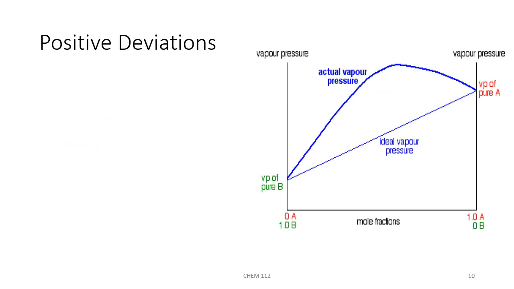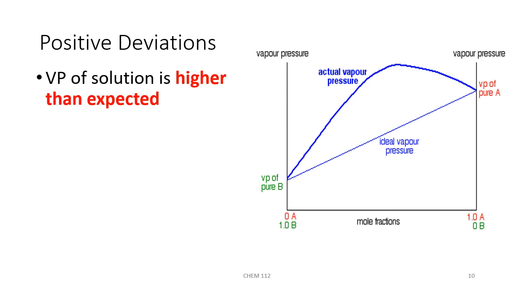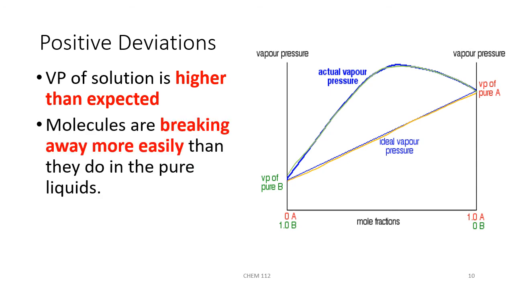Positive deviations from Raoult's law means that the vapor pressure is higher than we would expect it when we calculate it. Here's that straight line that represented that ideal vapor pressure that we get when we use Raoult's law. But in reality, maybe when we measure the vapor pressure, it really follows a curve like this, where everywhere along the way it's actually higher than what we would expect from Raoult's law.